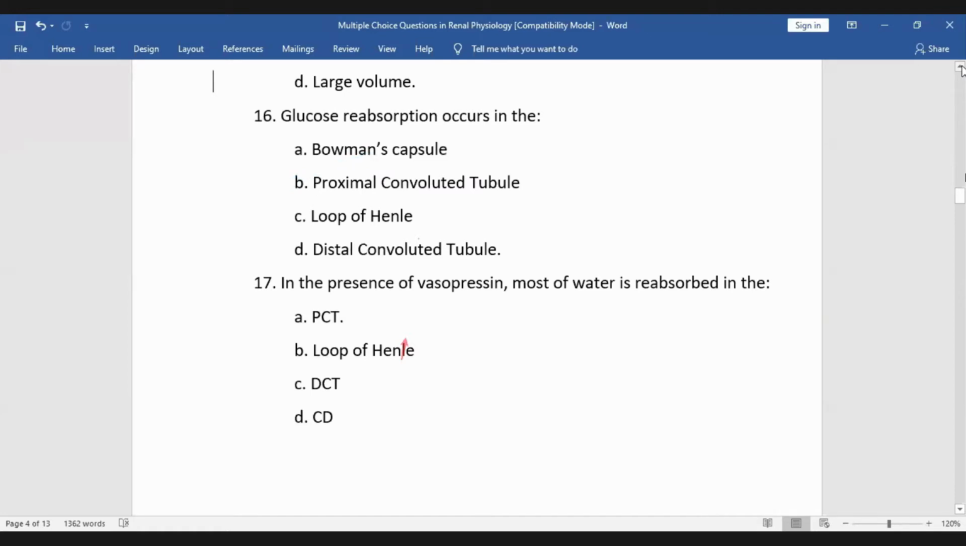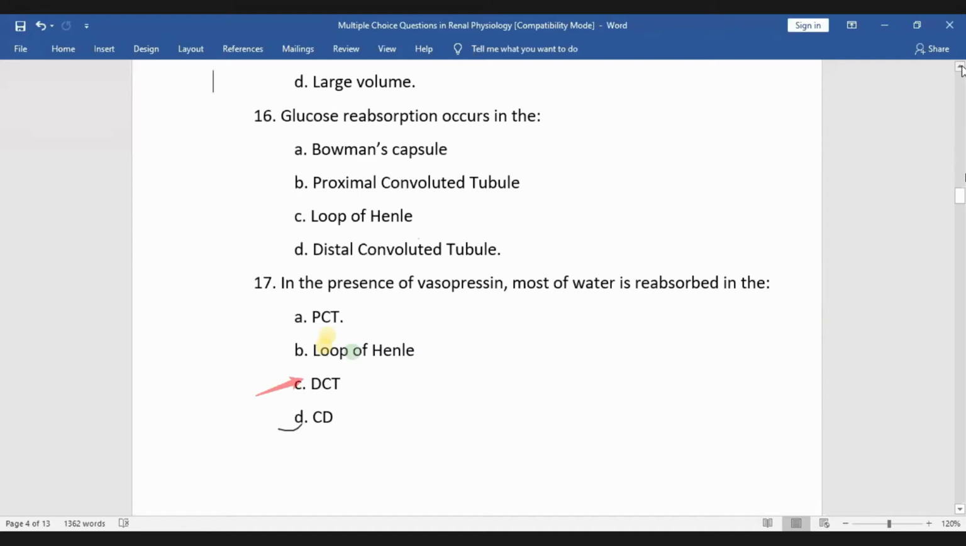Now, ladies and gentlemen, just try to remember it here. In the presence of vasopressin, means ADH, most of the water is reabsorbed in. This is a tricky question, quite a tactful question. In the presence of ADH, most of the water is reabsorbed where? PCT. Presence of ADH, PCT.